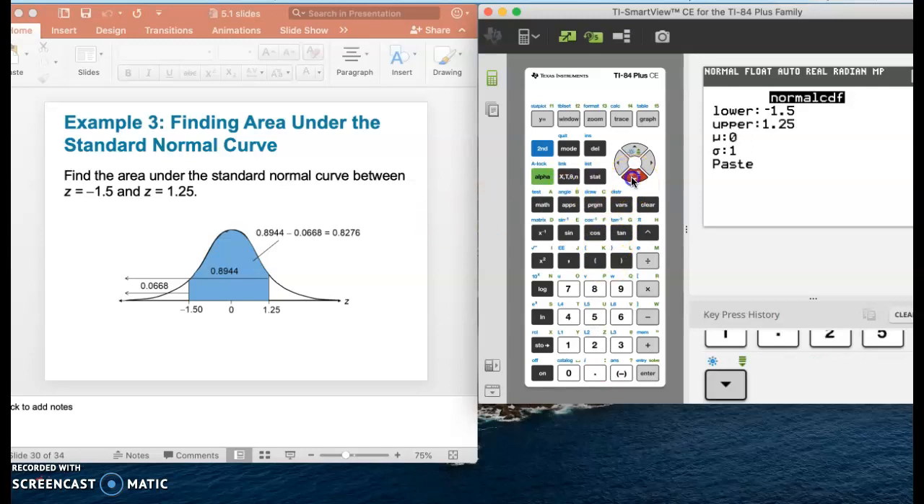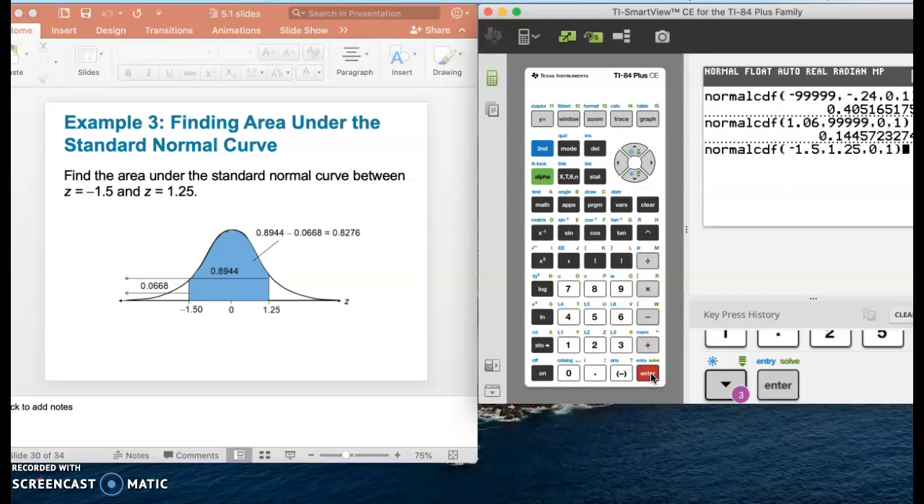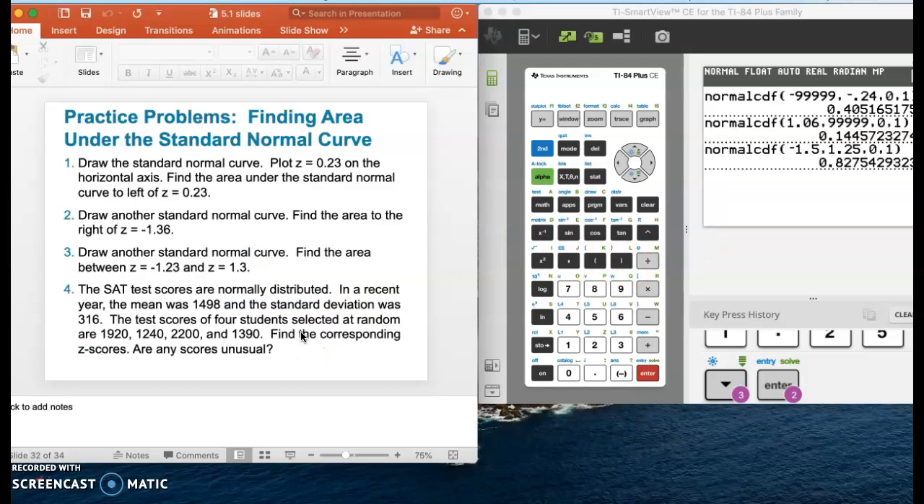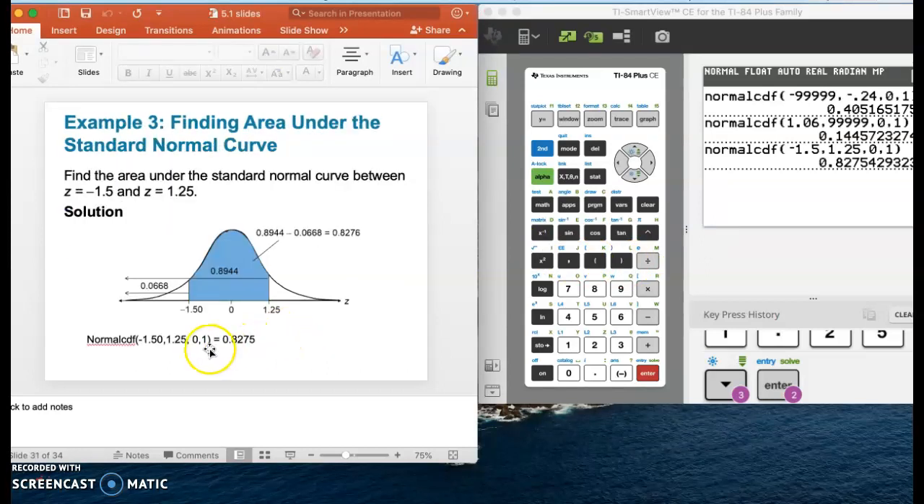The mean is still 0. The standard deviation is still 1 because we're still in the standard normal. Arrow down one more time to paste and hit enter. Hit enter one more time and you can see the area is 0.8275 approximately, which is the same solution I get on my slide here. All right, well, that's all for the examples for chapter 5.1.